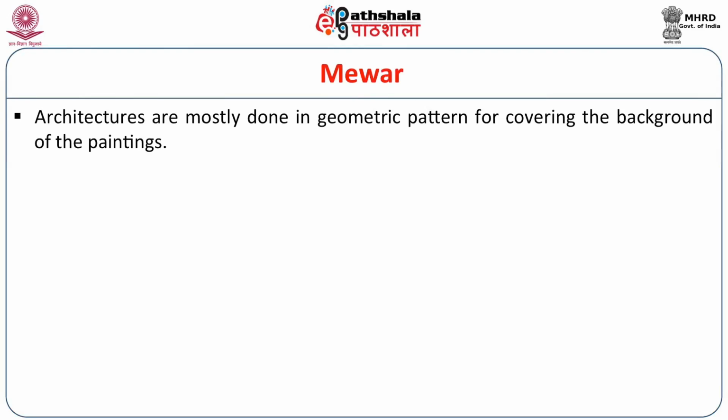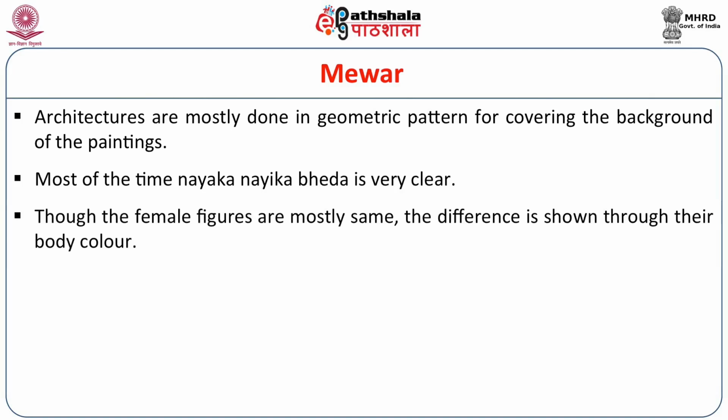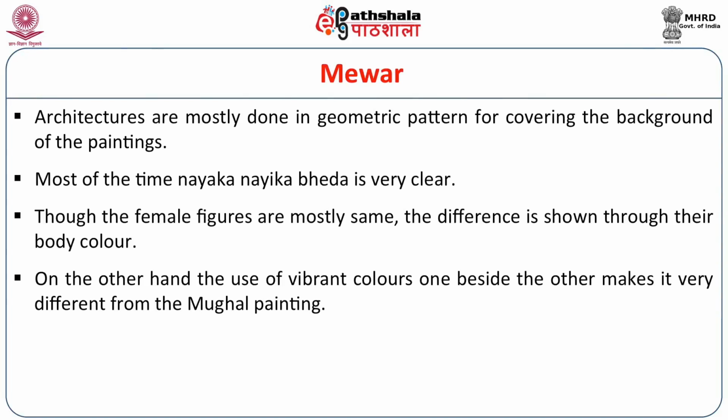Architecture is mostly done in Mewar in the geometric pattern for covering backgrounds of the painting. So these had certain spatial purposes. They did not enhance the mood. Most of the time, Nayak and Nayika Bheda is very clear. Though the female figures are mostly the same, the difference is shown through body color. So body color actually indicated the class that the subjects belonged to. On the other hand, the use of vibrant colors, one beside the other, makes it very different from Mughal painting. So Mughal cohesion of colors is absent here.